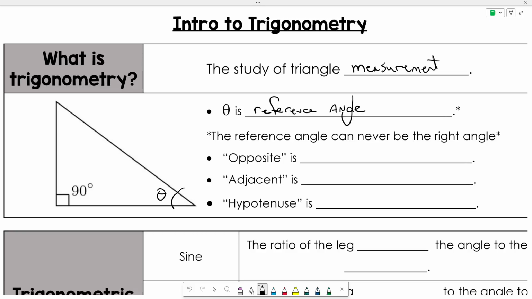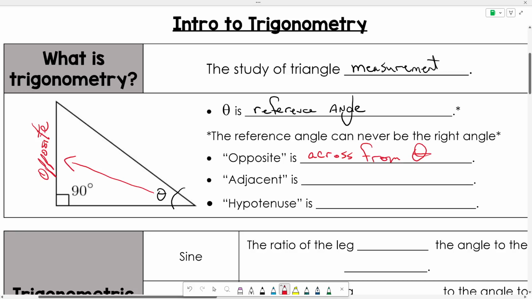Now the reference angle can never be a right angle. It's always going to be one of the acute angles that we have in our right triangle. And then we have some other terms that go with this, and we have ones called opposite. Opposite is the one that is not adjacent to our reference angle, our theta. So this would be my opposite side. The opposite side is the one that is not touching the reference angle. Okay, it's across from it, across from theta.